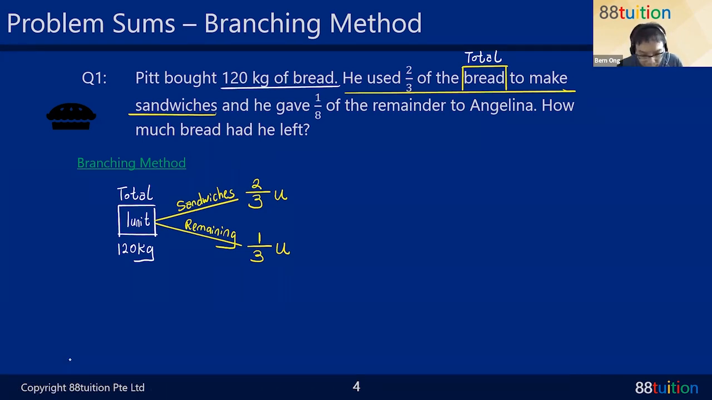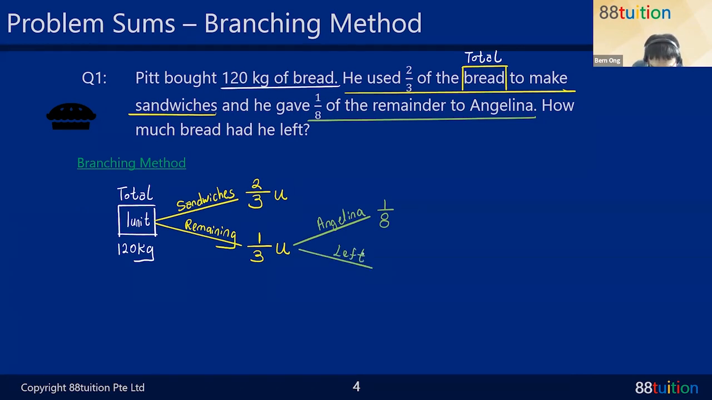He gave 1/8 of the remainder to this lady here. The 1/8 comes from where? The 1/8 comes from the remainder. So here you have to branch out from the remainder, 1 out of 8. It's given to Angelina. And what is the leftover actually? Can you see that it's like a branch, like a tree branch? Okay, never mind, my drawing not nice.